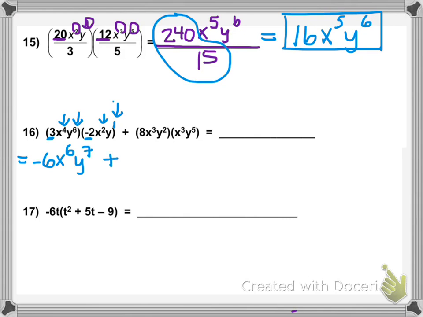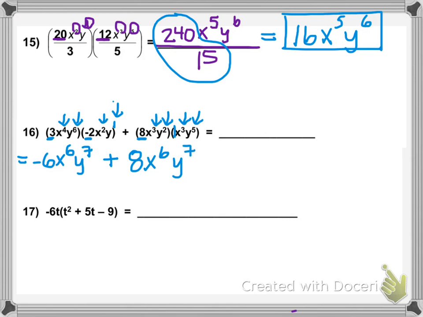Plus, now we're going to multiply these two together. Let's look at our coefficients. I only have an 8. Now I do have a 1 over here, but 8 times 1 is just 8. So we're going to have 8. Let's look at the exponents of our x's. I've got a 3 and a 3, so 3 plus 3 is 6. Now let's look at the exponents of our y's. I've got 2 and 5. 2 plus 5 is 7.